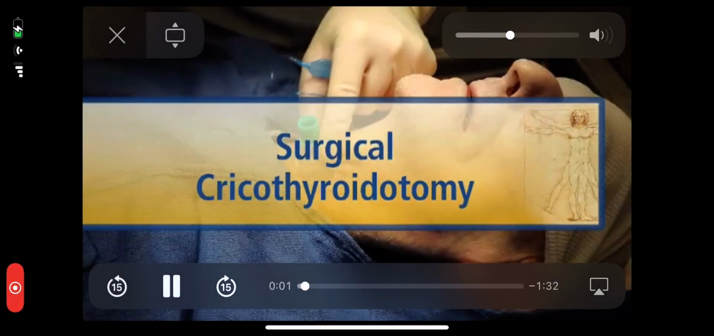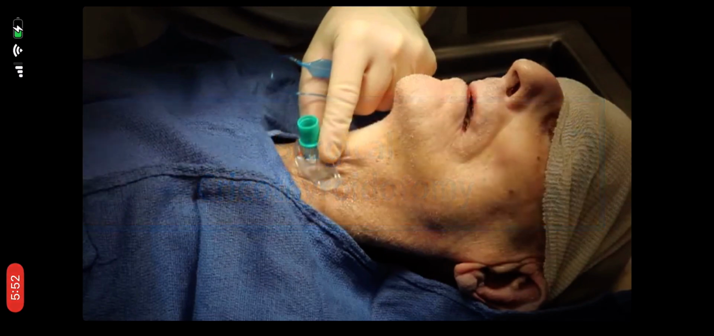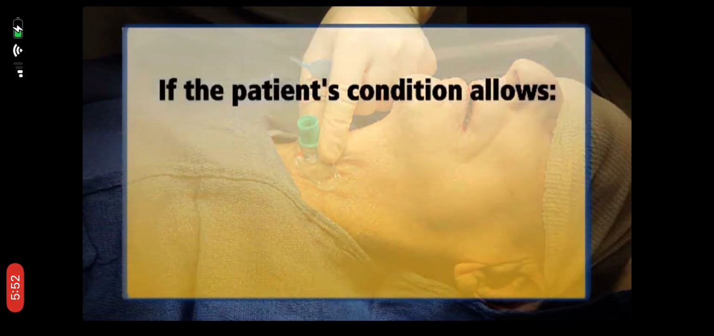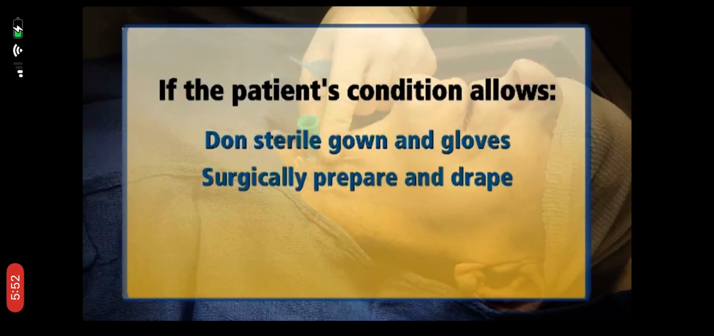A surgical airway or cricothyroidotomy should be performed in traumatically injured patients who are unable to be intubated either by oral or nasal tracheal approaches. If the patient's condition allows, take the time to don a sterile gown and gloves, surgically prepare and drape the patient's neck, and locally anesthetize the planned incision.